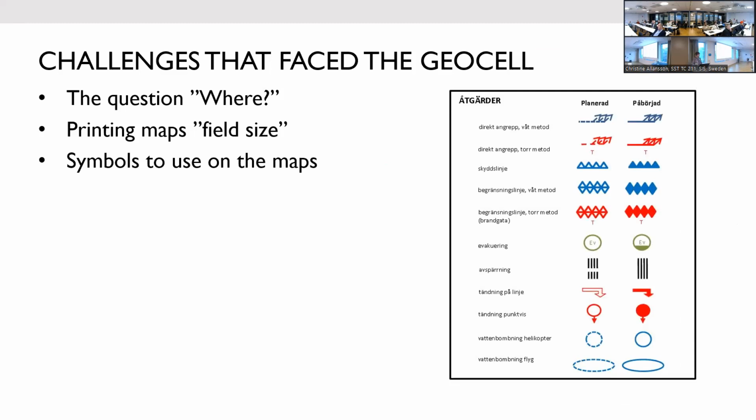Since the geocell wasn't familiar with civil crisis management before, when we came to the area, we were presented with this paper with different kinds of symbols that we were supposed to use. And afterwards, we found out that these were CTAC symbols, which is a standardized symbology library for forest fires. So we had to start with trying to build these symbols in the GIS software. It took a while, but we managed to get there eventually.